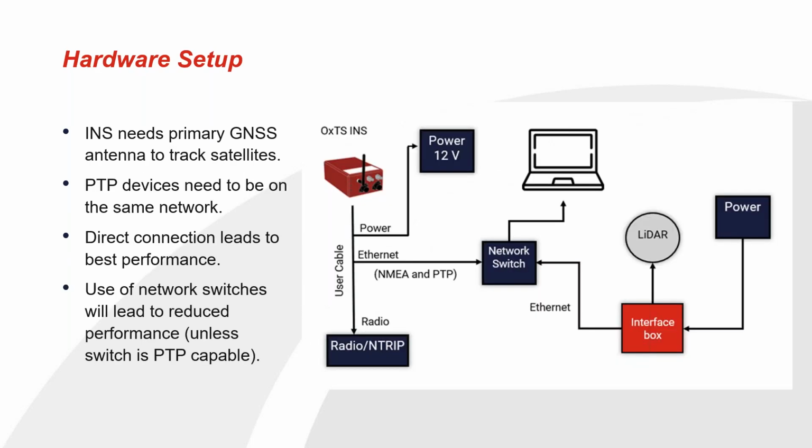So now we'll have a look at the sort of hardware setup which is required for PTP to work. Firstly, the INS needs a primary antenna to be connected, and that's because the INS gets its time solution from the GNSS satellite. So if it hasn't got an antenna connected and receiving satellite signals, then it won't have its own time solution.